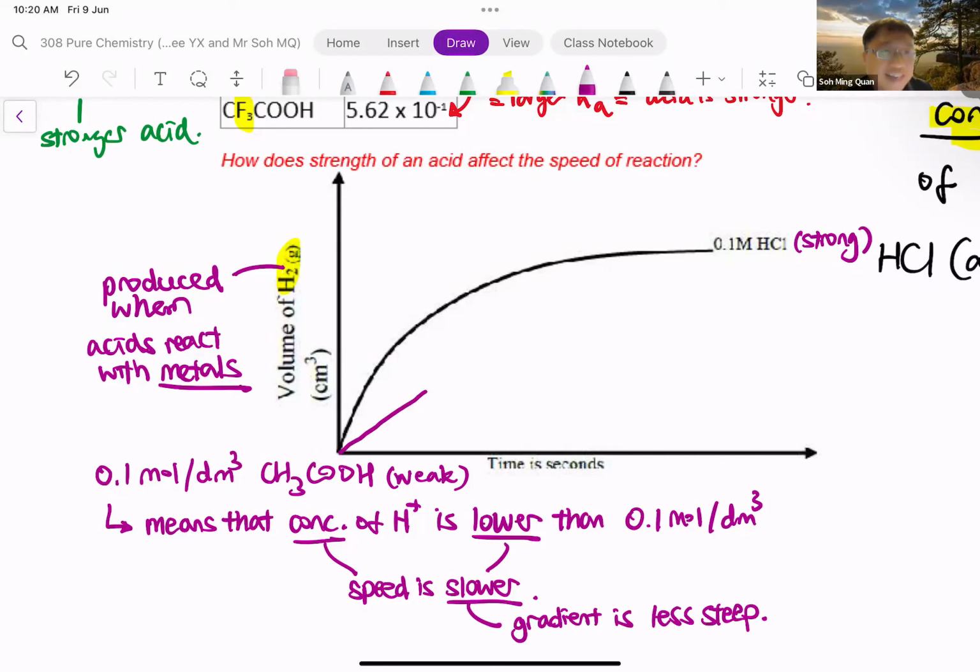But the question now is, does it end off at the same volume at the end? Remember, the volume at the end depends on number of moles of the ethanoic acid. The number of moles of ethanoic acid is the same because you had used the same concentration of ethanoic acid. The CH3COOH is 0.1 mole per dm cube. So the number of moles will also be the same and it ends off at the same volume.